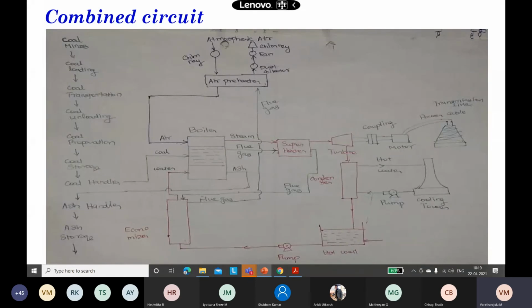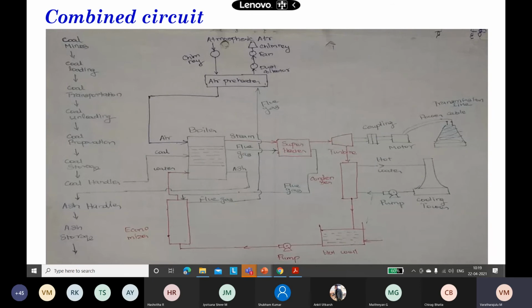See, what are the inputs for the boiler? What are the inputs and what was the output? From your past study, what was your understanding? What are the inputs of the boiler and what are the outputs? Anyway, we'll make a detailed note. There are three different inputs: one is air, the other one is coal, the other one is water. And there are three different outputs.